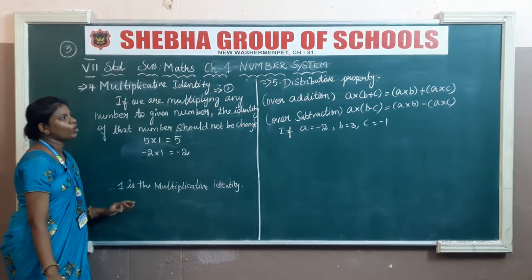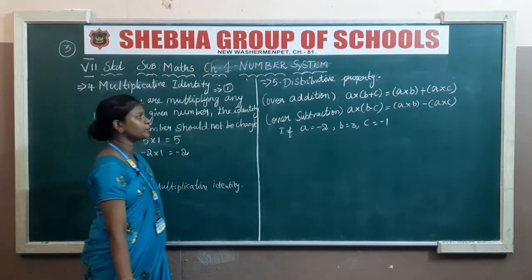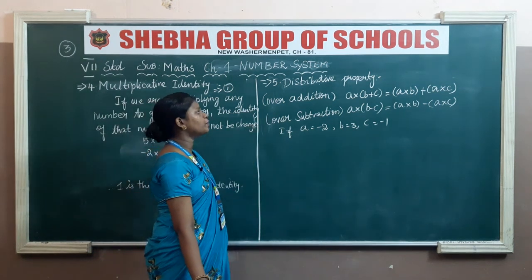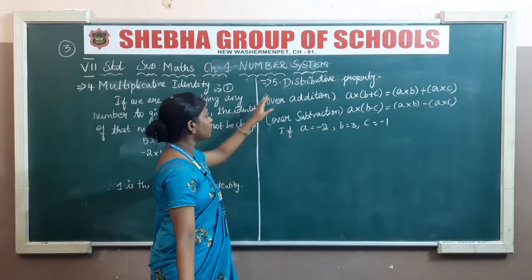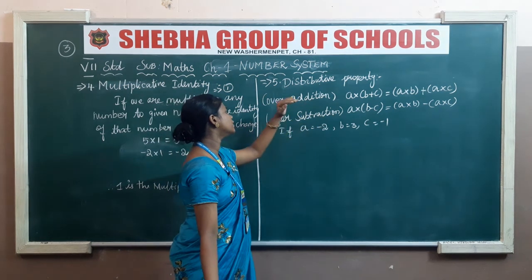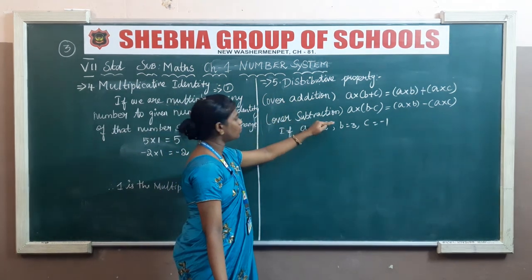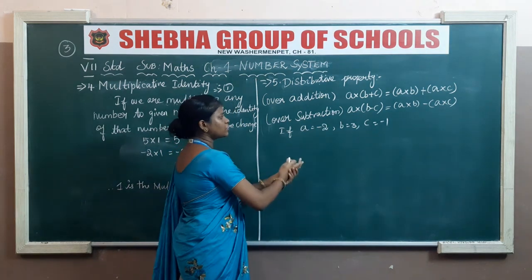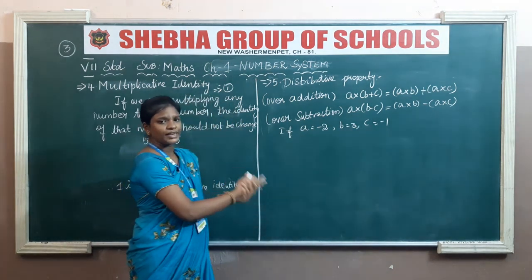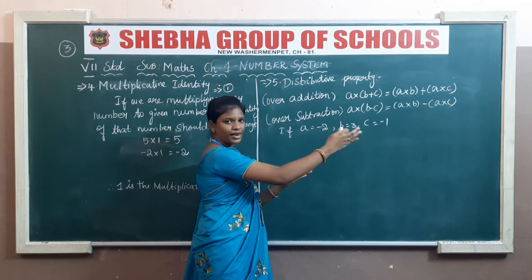So, next is the fifth property, the distributive property. The distributive property is new for you. It is divided into two: distributivity over addition and over subtraction. This also has three integers, a, b and c.